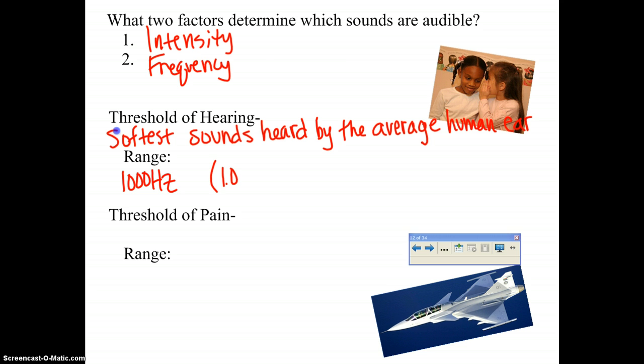This range is going to be at 1,000 hertz, but it's also going to be measured in intensity, and that intensity value is 1.0 times 10 to the negative 12 watts per meter squared.